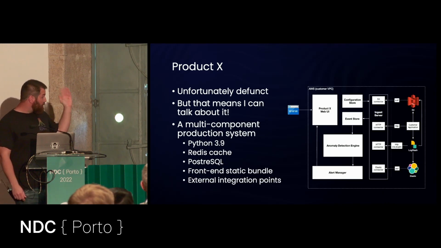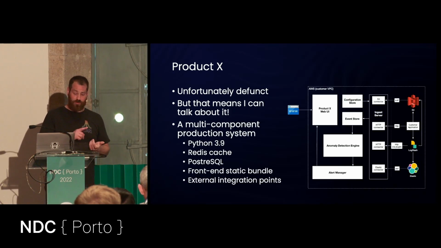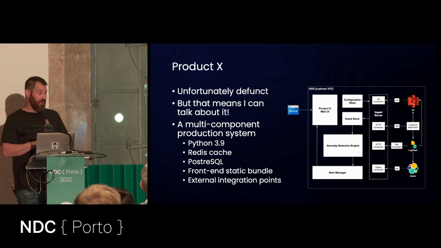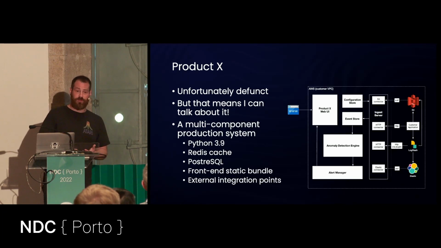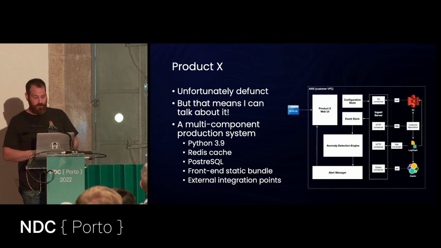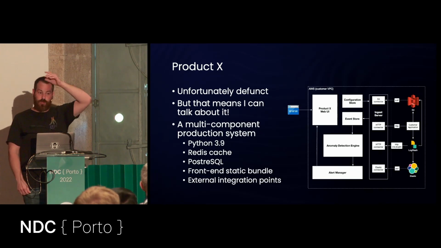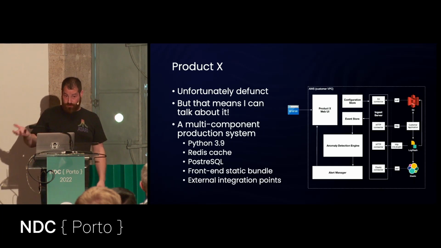It uses a bunch of components of the type you might use on your SaaS products. So we used Redis for caching. We used Postgres as the backing data store. We had a full-blown web application as a static front-end bundle, or client-side bundle. We had some external integration points, all of the things you would have in your run-of-the-mill production service.